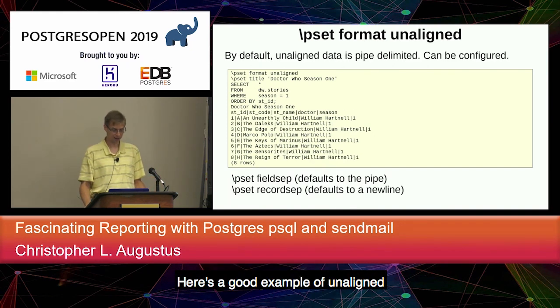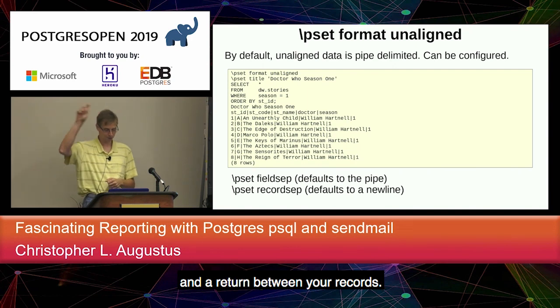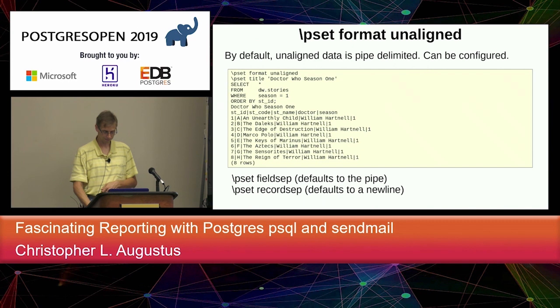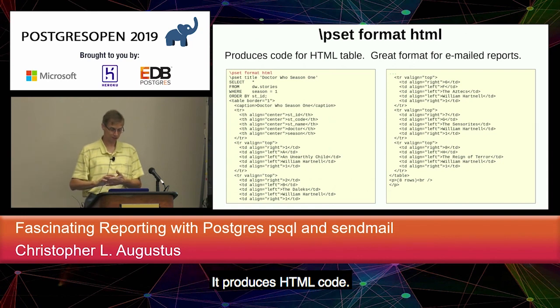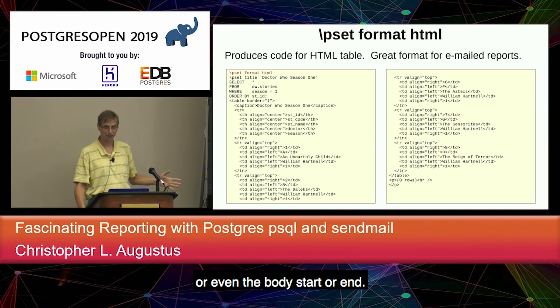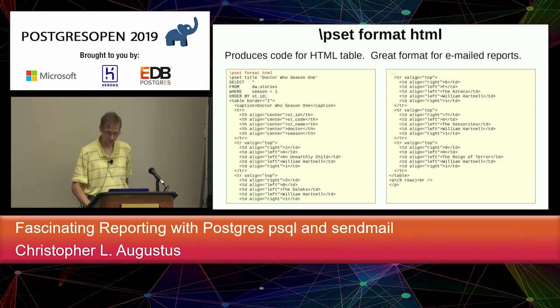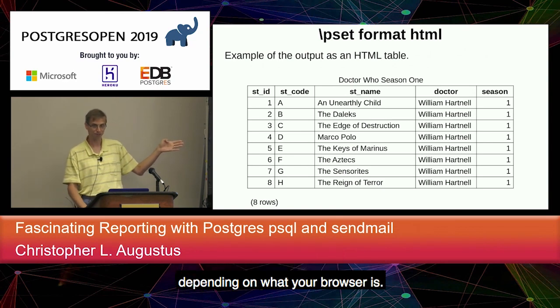Here's a good example of unaligned, and out of the box, you'll put a pipe between your fields and a return between your records. And both of those, as it shows at the bottom, you can set. HTML is great for email reports, and it produces HTML code. One thing to be aware of, there's not an HTML start or end of a document, or even the body start or end, and you'd have to put that in yourself. There's a reason for that, and you'll see that towards the end of the presentation. And then if you ran that, this is output you might see depending on what your browser is.